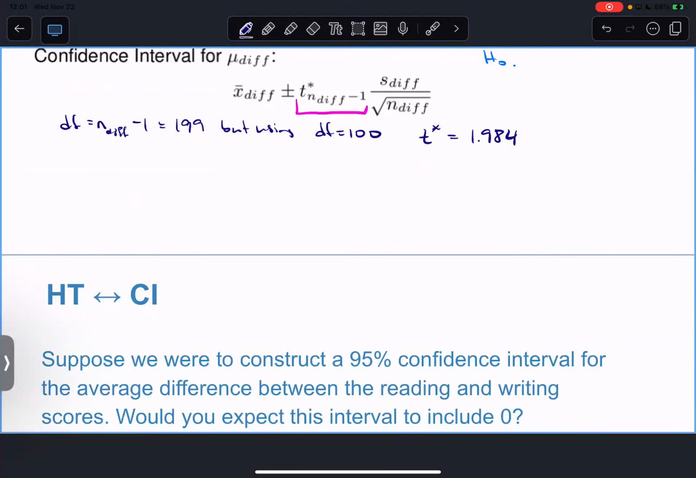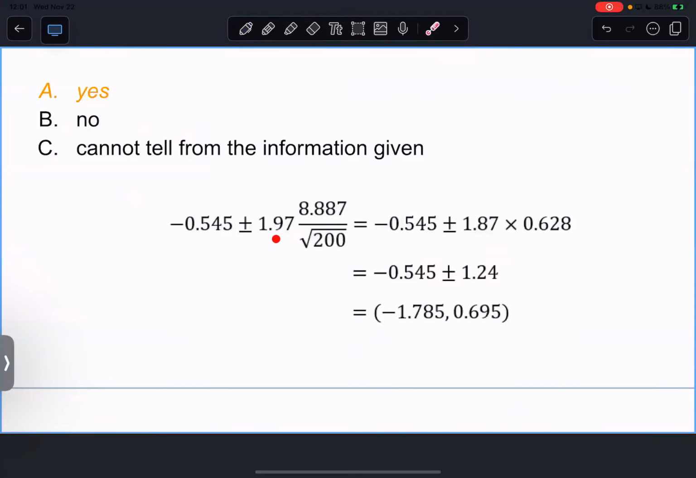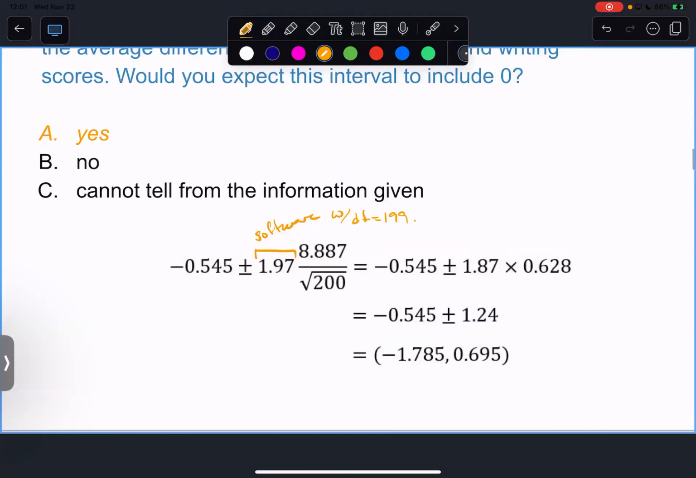That's going to be different from here, and that's why I wanted to show you. Here they use 1.97, but that's using software and 199 degrees of freedom. And so there's going to be a subtle difference, but nothing crazy. So this is from software, probably with degrees of freedom equal to 199. Otherwise, they'd be more similar.